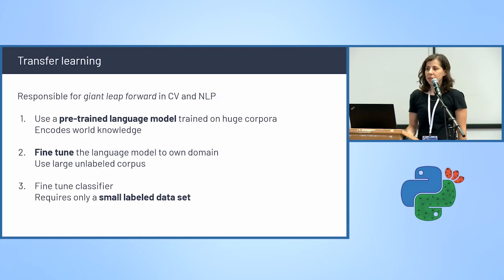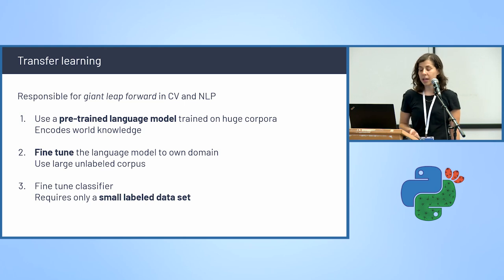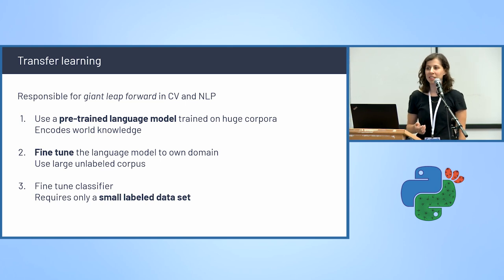And then another big thing that happened in 2018 was transfer learning. And transfer learning is responsible for a giant leap forward in computer vision. And in 2018, it was applied to NLP, and this some people call the ImageNet moment of NLP.